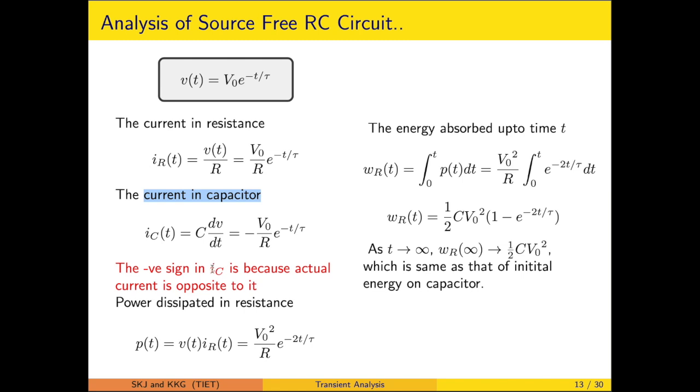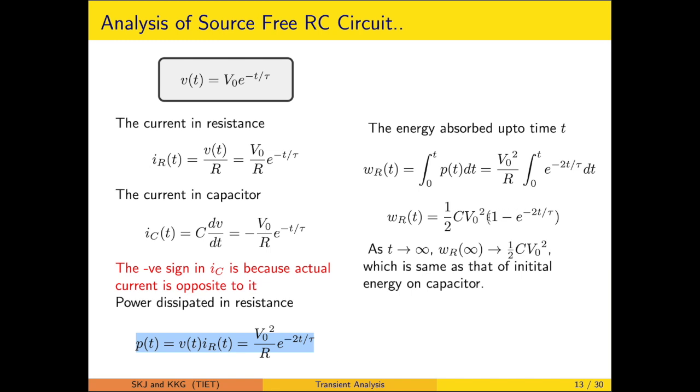So we have taken the current direction as downward. However, when the capacitor gets charged with the upper plate positive, the current direction will be outward through the upper terminal. The power dissipated is the instantaneous power. So that is the instantaneous voltage multiplied by the current through the resistor. So the energy absorbed during the time 0 to t is obtained likewise.